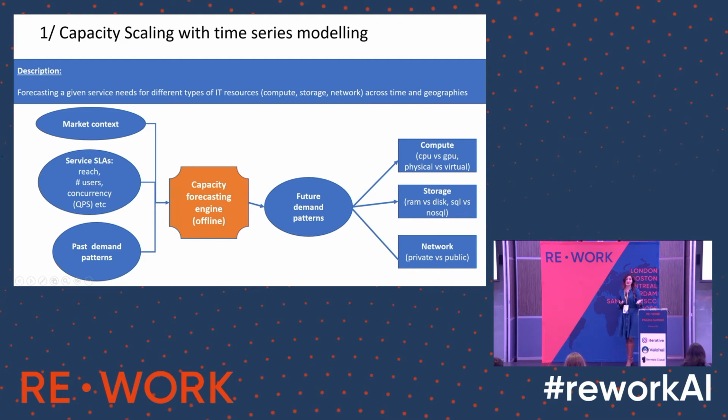You have some SLAs related to the service. Like, I want to reach people in Brazil. I want to reach 2 million people. At peak time, I'm expecting to have 100,000 concurrent requests. So this would be part of your SLAs. But your SLA usually comes from the product team. Once the product goes live, maybe the real patterns are different. So this is why you need past demand patterns.